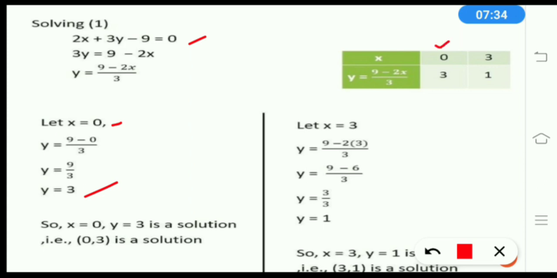So if we take x equal to 0, y equal to 3. Clear? Now if we take x equal to 3, that means 9 minus 6, so 3 by 3, that means y equals 1. Clear? So this is the point: when x equal to 0, y equal to 3, and when x equal to 3, y equal to 1. Now we plot these points in the graph paper. Similarly we find for the other linear equation.